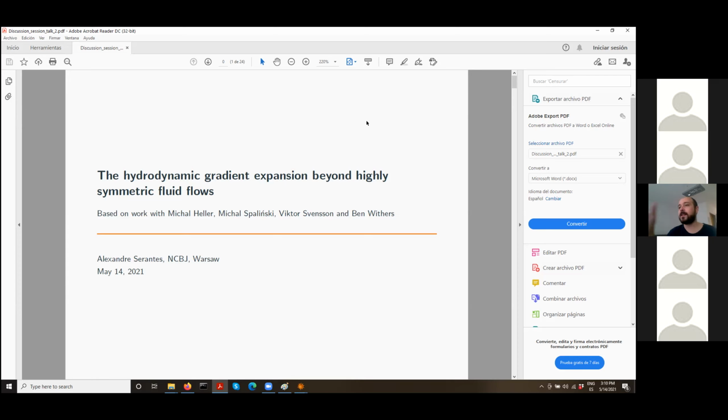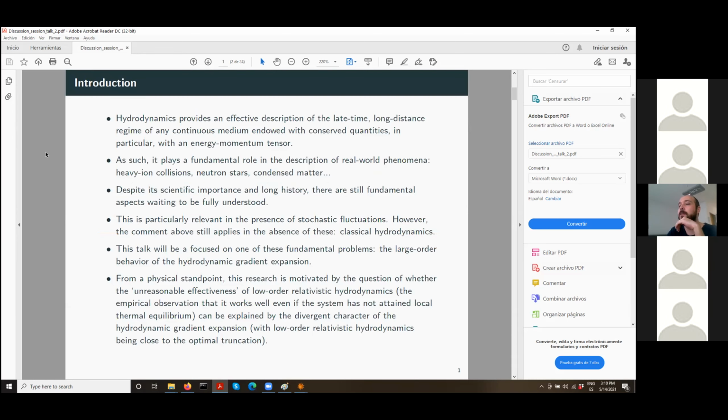Okay, so as it says here, the topic of the presentation I'm going to give is that of the hydrodynamic gradient expansion beyond highly symmetric fluid flows. By this term, you can have in mind Bjorken flow. Okay, so just to put everybody on the same page, I have this introductory slide telling you what the general context in which this problem is embedded is.